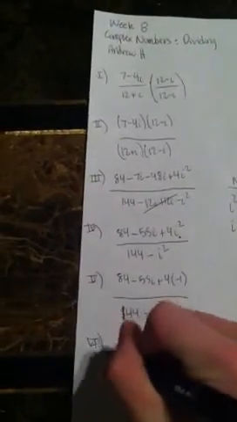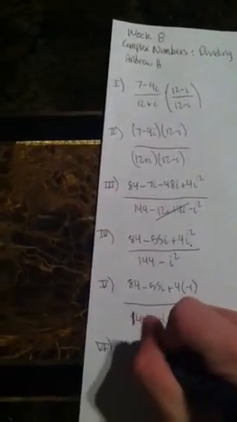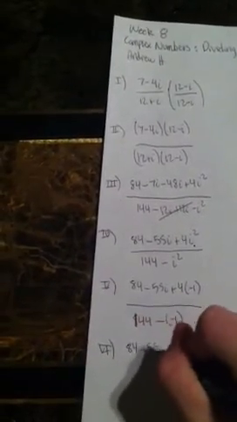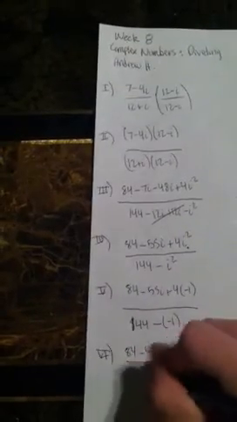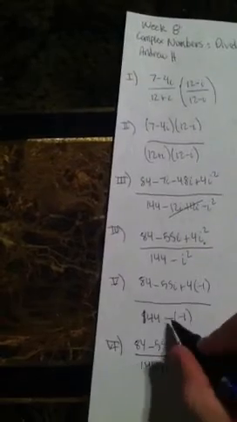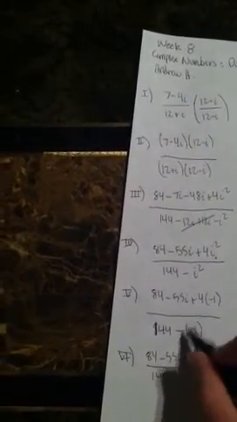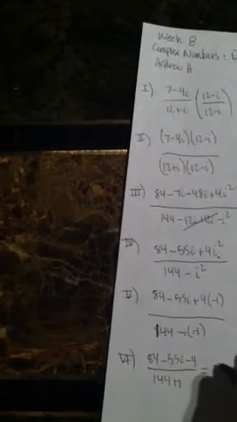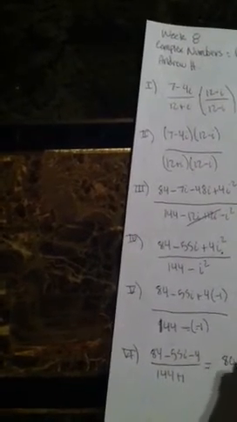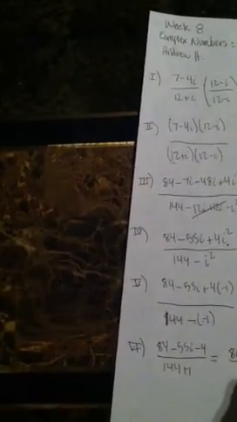Now, in step 6, what we'll do is we'll just add them up. So we'll get 84 minus 55i minus 4 over 144 plus 1, because the minus sign and the negative sign will give us a positive. Then that will give us 80 minus 55i, because we're collecting like terms, over 145.